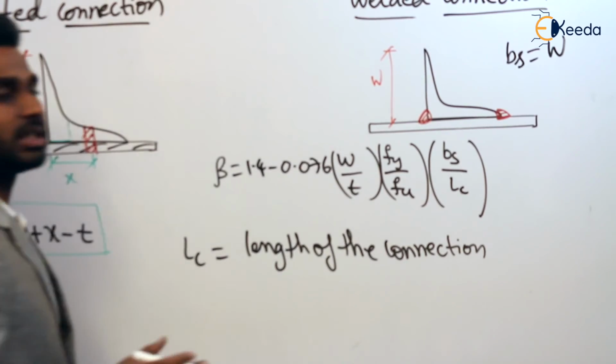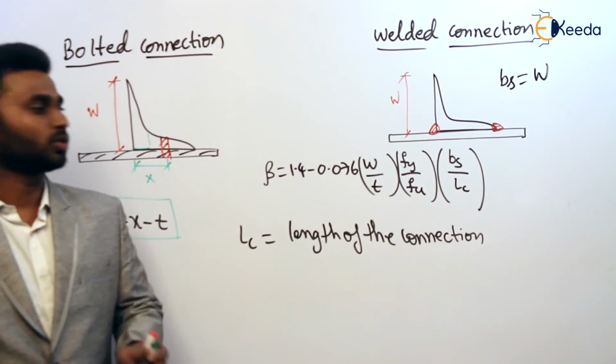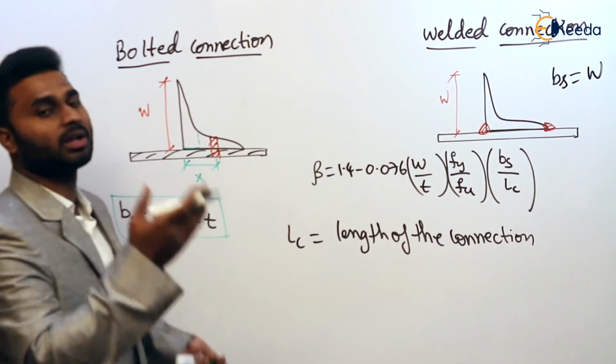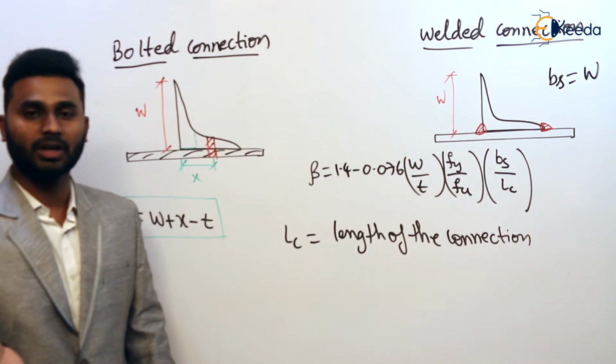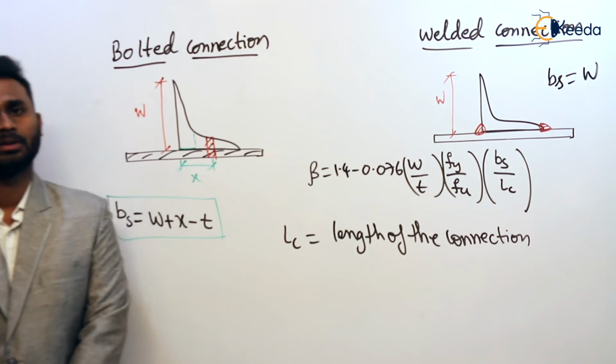So length of the connection is nothing but from the first line to the last line of the bolt. For weld we know what is length, L effective. For bolt, from the first line to the last line, that is known as length of the connections. Clear? This is the reduction factor. So take it down.